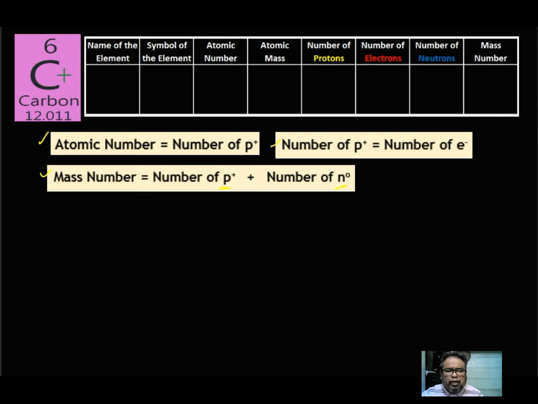Okay? For the first element, we have carbon. So the name of the element is carbon. Let me write it down. The symbol of the element is capital C. The atomic number is 6. Now, let me remind you that not all periodic tables present the information of an element like this.